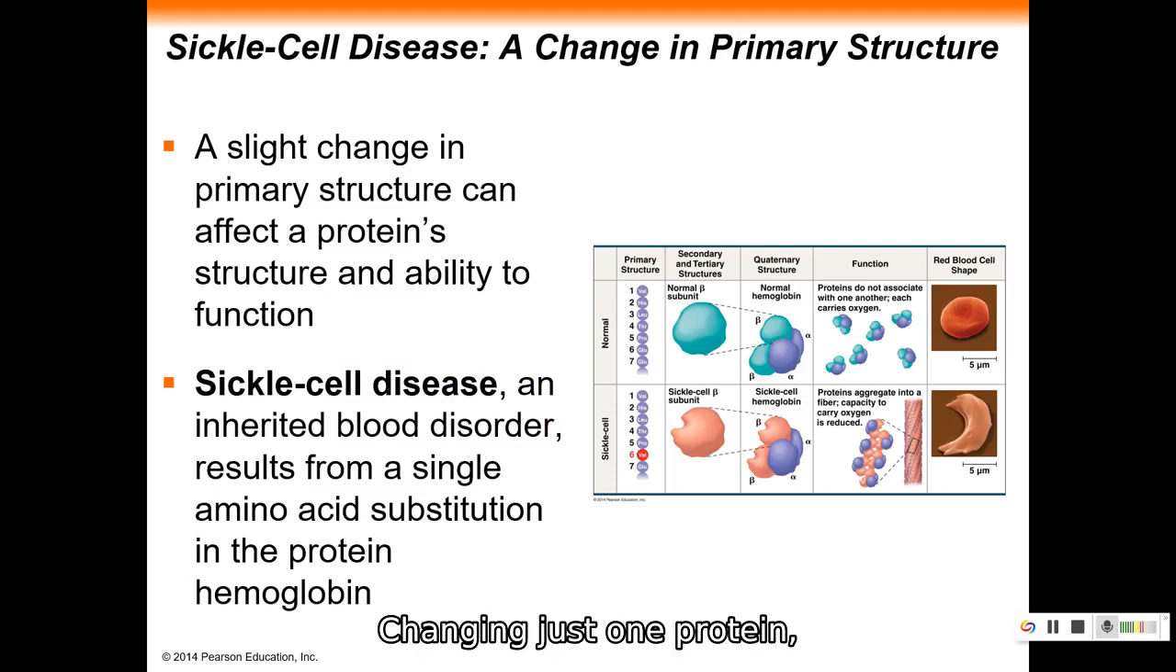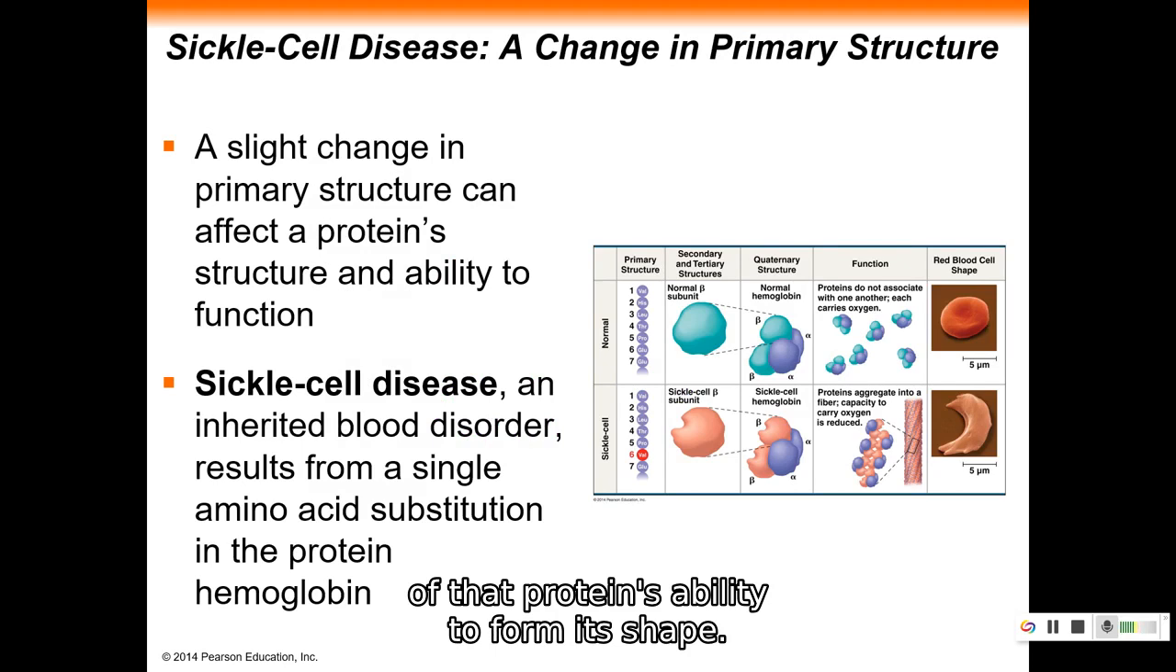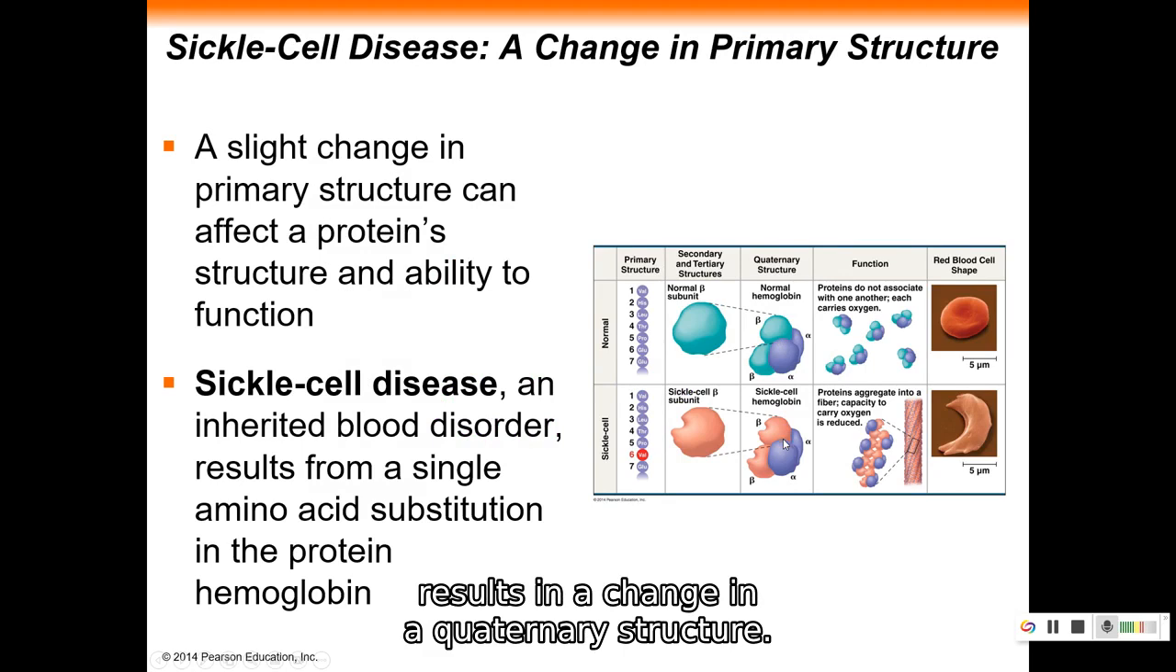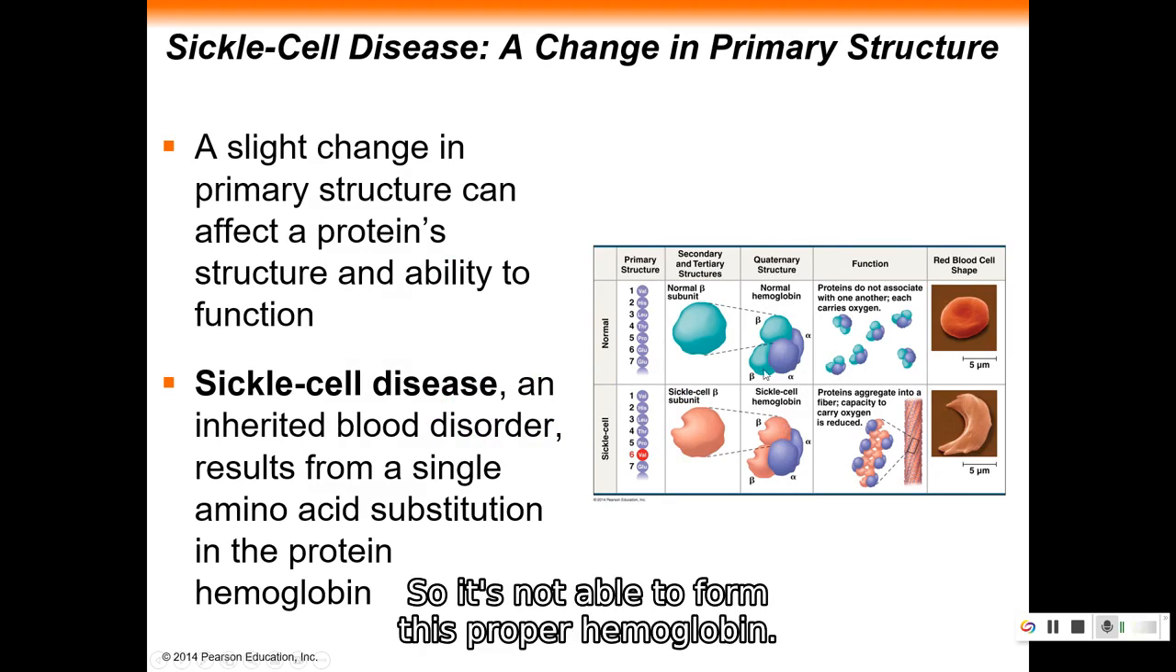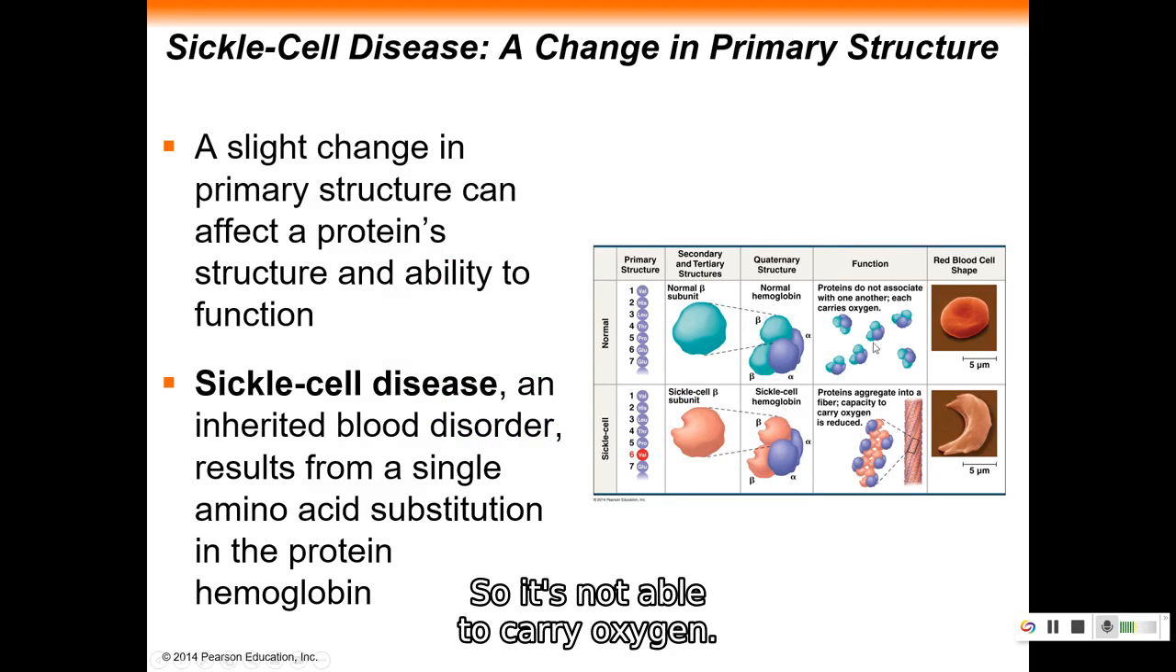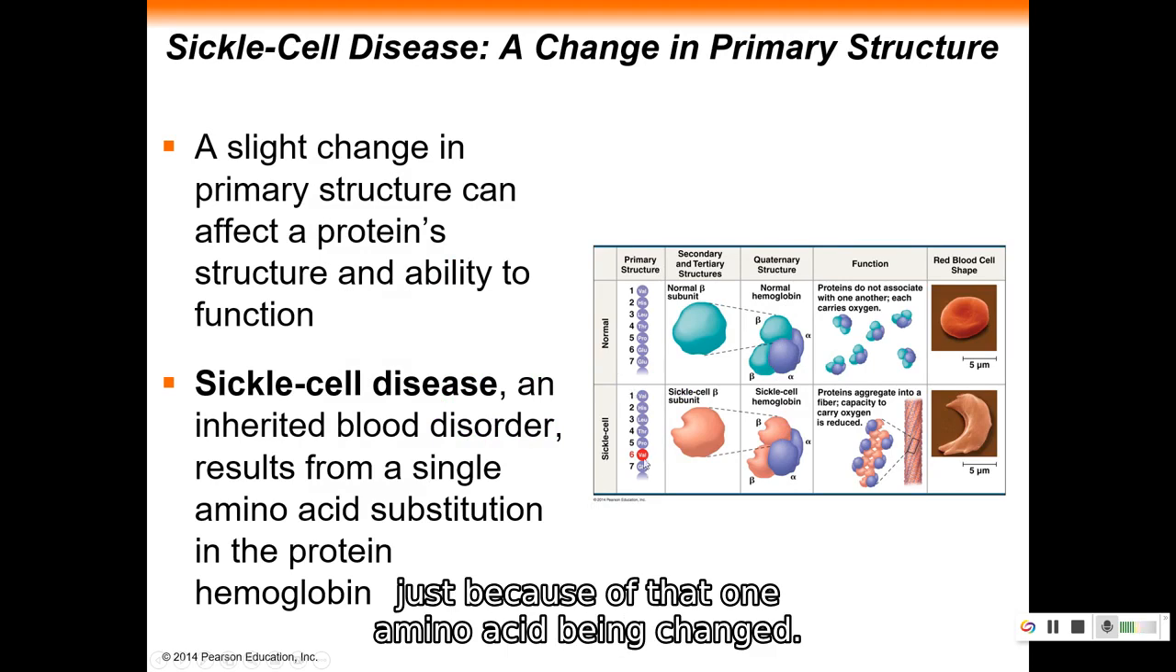Okay. Changing just one amino acid in the protein can affect all the rest of that protein's ability to form its shape. So sickle cell disease is a disease that is only this one glutamine changes to this valine, and that change in primary structure will give it a change in secondary and tertiary structures that results in a change in quaternary structure, so it's not able to form this proper hemoglobin. So it's not able to carry oxygen. It's going to aggregate into a fiber and not carry oxygen through your body. And so you end up with sickle cell disease just because of that one amino acid being changed.